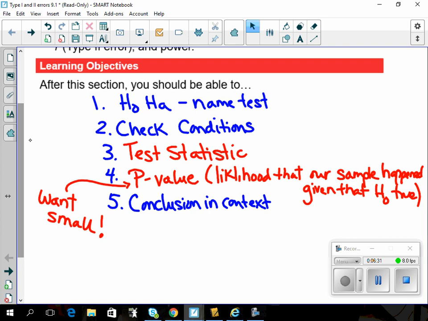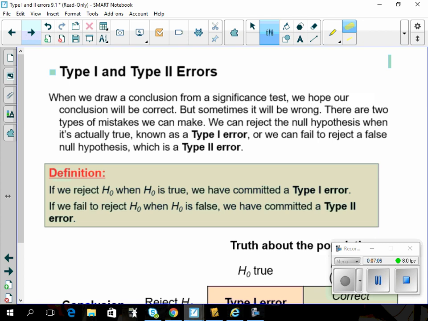Today we're going to talk about errors that can happen based on our conclusion. We're going to do hopefully a full test today from beginning to end, and we'll be spending the next month doing full tests. But today we're looking at what happens if I make the wrong conclusion and what happens if I make the right conclusion. We'll get to the math eventually, but let's talk about the errors that could happen.